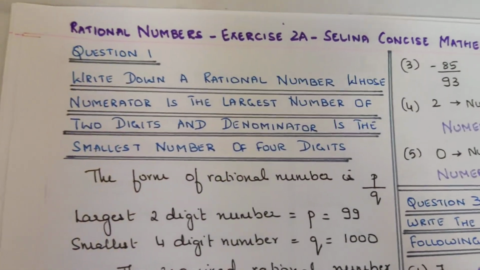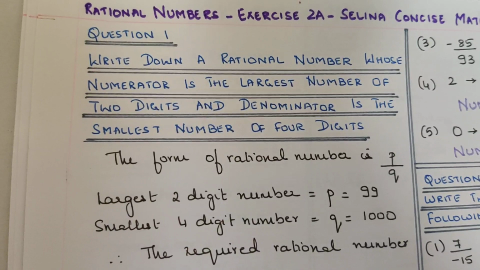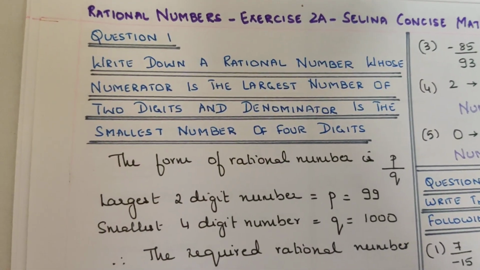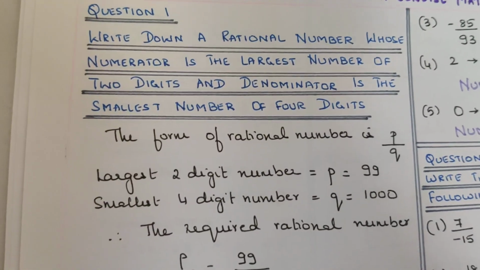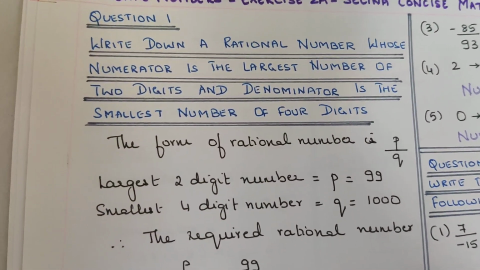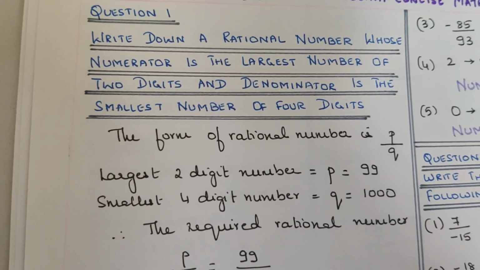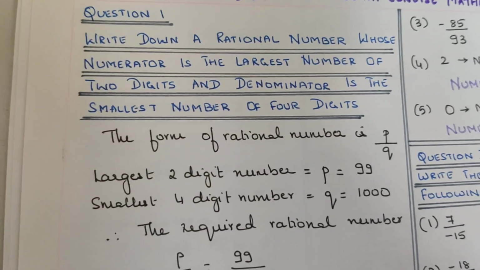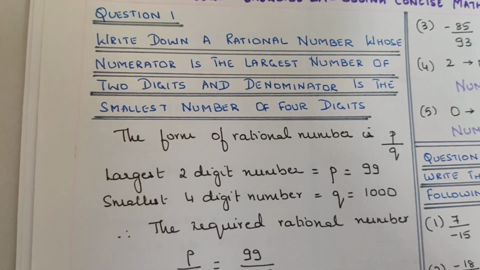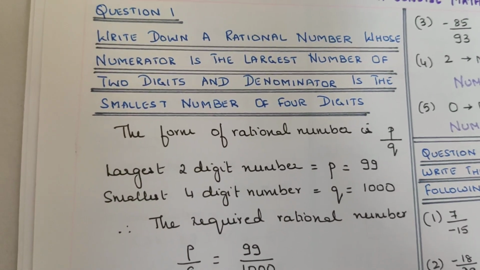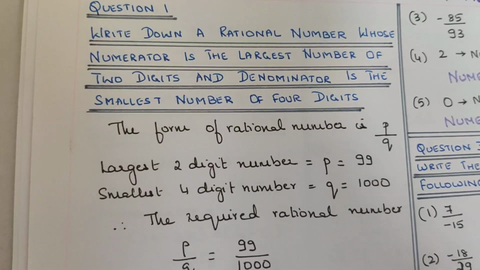Let's move on to question number 1, which says write down a rational number whose numerator is the largest of the 2-digit number and denominator is the smallest number of the 4 digits. The standard form of rational number is P by Q, where P is the numerator and Q is the denominator. The largest 2-digit number, as you all know kids, is nothing but 99. Therefore, P is equal to 99 and the smallest 4-digit number will be Q is equal to 1000. That is the smallest 4-digit number.